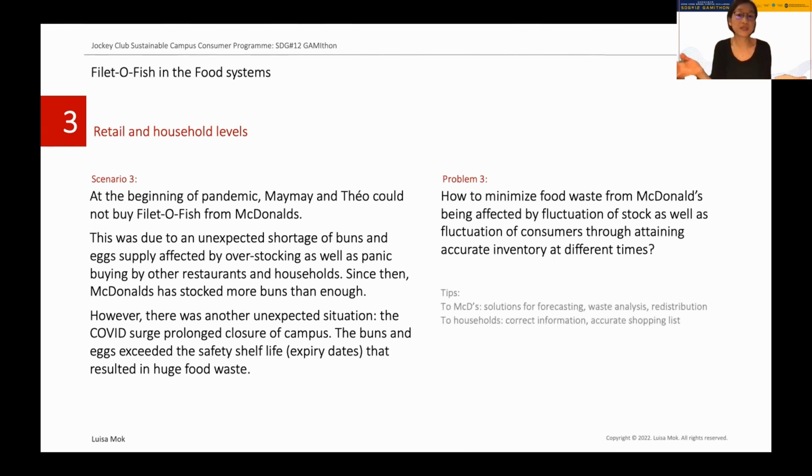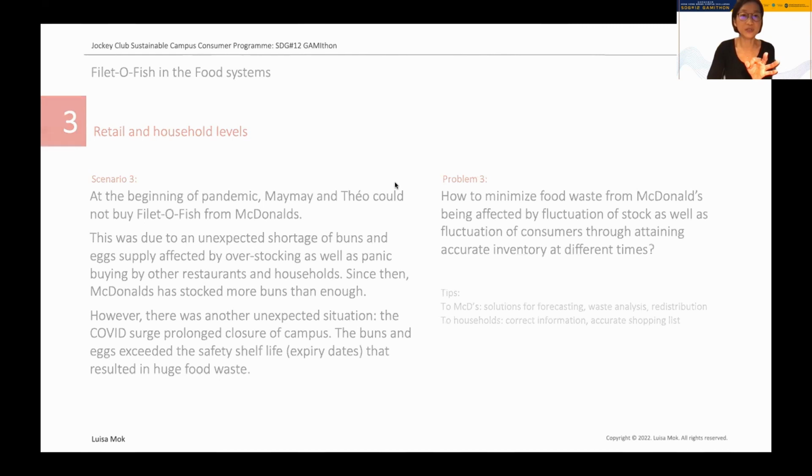Okay, so some tips. For example, for McDonald's, you might think of some new modern technological digital approach for them to forecast the stock, forecast the number of consumers, or do some analysis and others. And then for households, how to educate them, how to tell them that you don't need to panic, there are enough stock, you don't need to buy more than the size of your refrigerator, how to keep an accurate shopping list. So these are just some examples. Okay, so these are the 3 scenarios.